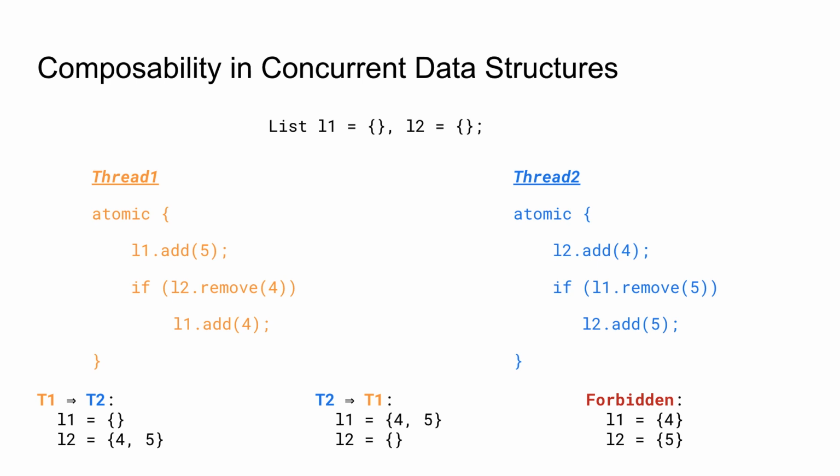However, traditional concurrent data structures don't provide composability, which means that individual operations issued by each thread can interleave with those of others. As an example, without support for composition, we could wind up with a result like the one on the bottom right, where L1 has the value 4 and L2 has the value 5.